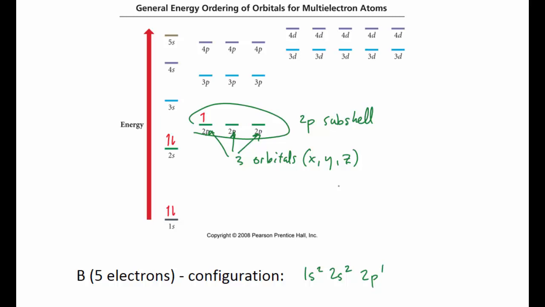Individual orbitals within a subshell, that's the next quantum number. That's the magnetic quantum number that shows orientation. But orientation doesn't change energy. So that's why the 3 orbitals within that subshell are on the same level. They're equal in energy.